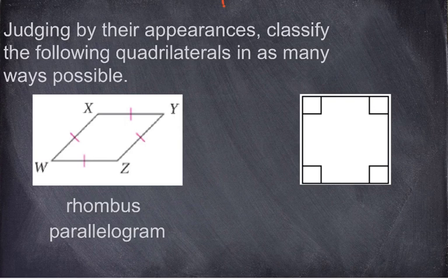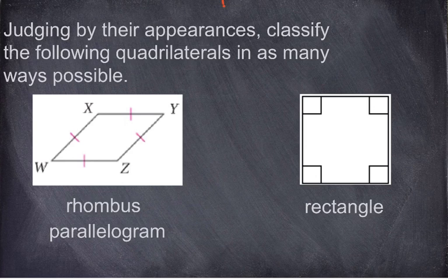So therefore, we can't technically call this a square. We have to have that marked out for us to for sure say it's a square. So yes, it does look like a square, but all we know for sure is that we have four right angles. So therefore, we know it has to be a rectangle.